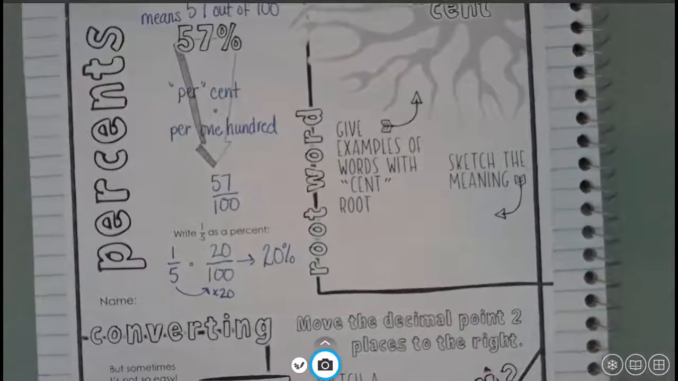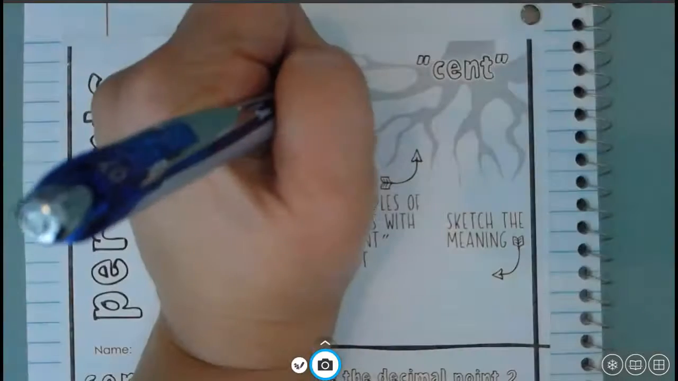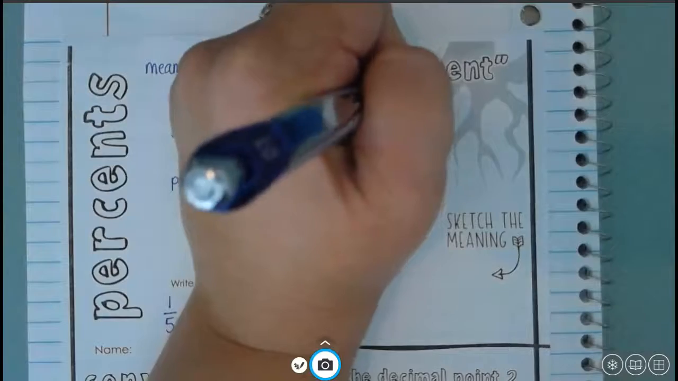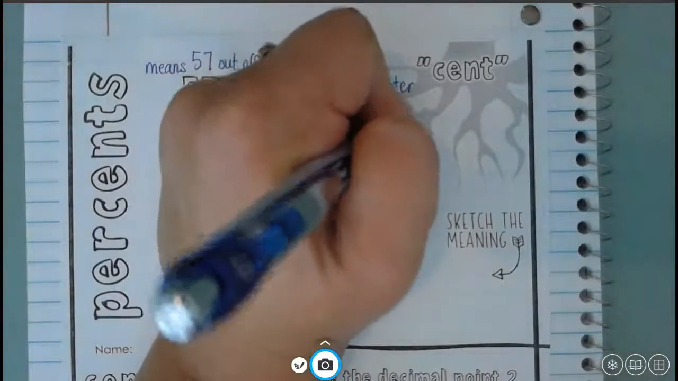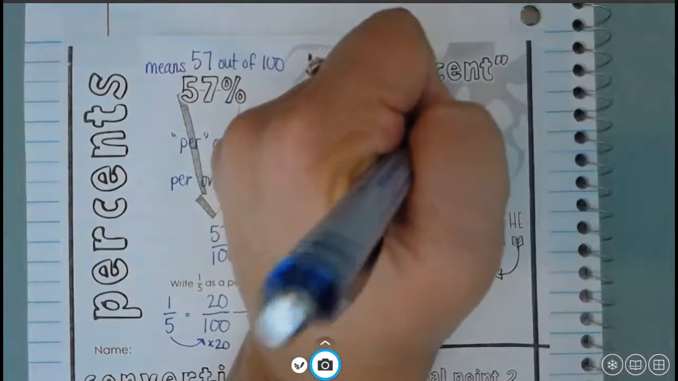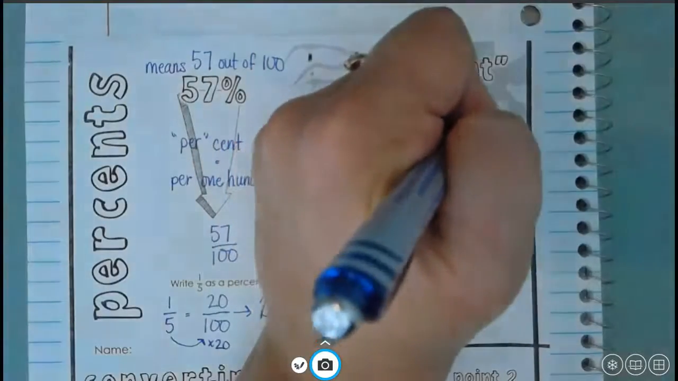20%. Now, when you think of the word cent and you want to give examples, and you may have done this in 5th grade with Greek and Latin words, and even in 4th grade, you think of the word centimeter. Or you might say, hey, what about a centipede? Yep, you could think of that. Or what about 100 years? That's a century.